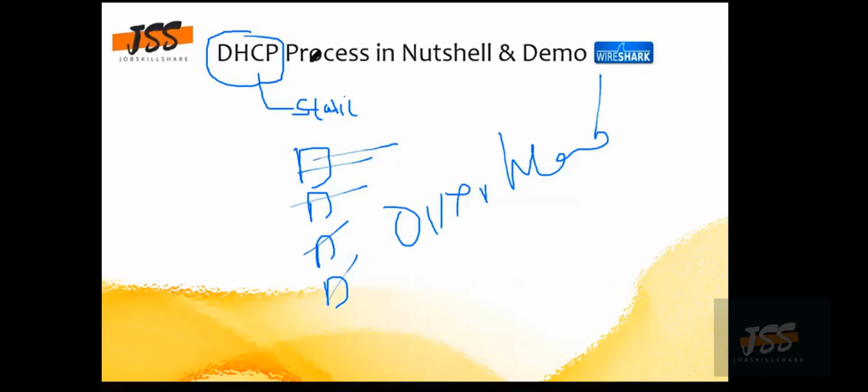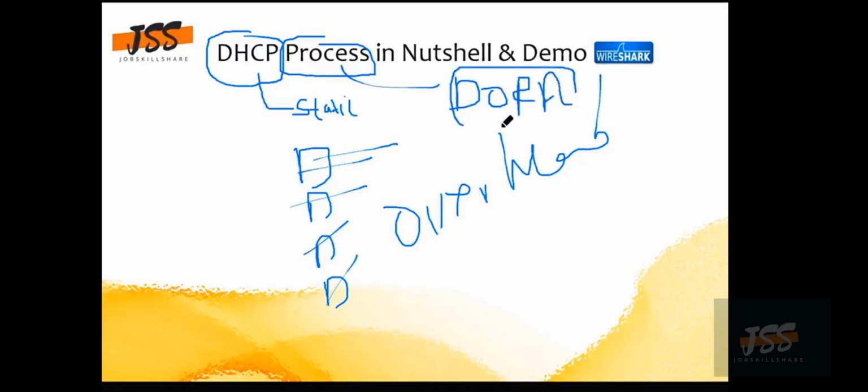And can somebody tell me what is the process DHCP uses? What is that process known as? DORA. Exactly. So now you will never forget this. Just remember DORA, because the host machine is discovering for the DHCP server, and they have to go through this process called the DORA process.